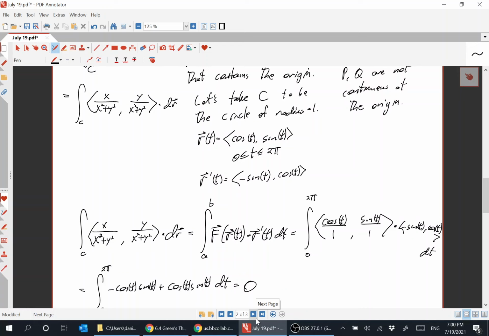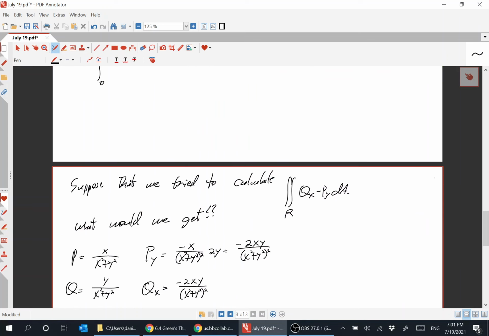F of r of t dot r prime of t. So this is cosine over cosine squared plus sine squared, so that's just cosine. And then sine over cosine squared plus sine squared, so it's 1 again. And r prime: the derivative of cosine is minus sine, the derivative of sine is cosine. The dot product is minus sine times cosine. I'm unsure what there.